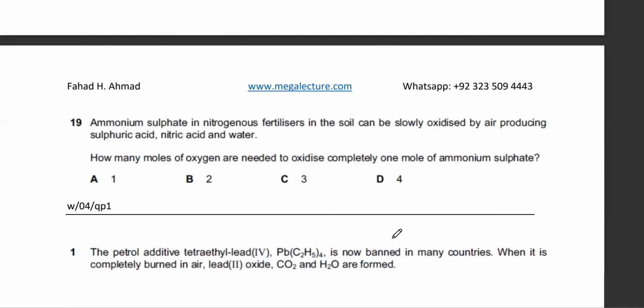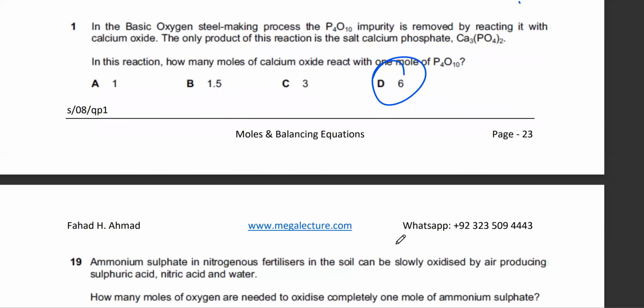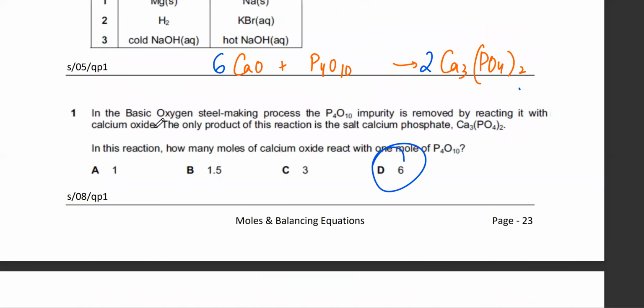ठीक है, बाकी सारों को clear है? Sir, question पर repeat कर दें. नहीं, बस उससे कहा था कि there's P4O10 getting removed by reacting it with calcium oxide. So we knew that P4O10 was reacting with calcium oxide, and the only product of the reaction was calcium phosphate. उसका भी formula दिया हुआ था. The only thing you had to do was balance the equation. Once you balance the equation, कहता how many moles of calcium oxide would react with P4O10, तो 6 moles react करेंगे ना. Yeah.